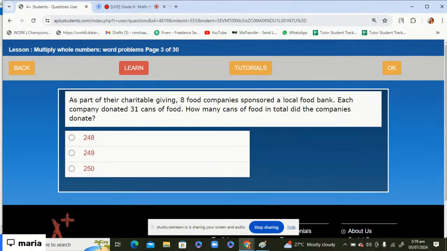Now, as part of their charitable giving, 8 food companies sponsored a local food bank. Each company donated 31 cans of food. So how many cans of food in total did the companies donate? Basically, 31 is the donated cans of food per company, okay? And the companies that sponsored a local food bank are 8. So just simply multiply 31 with 8. Let's check.